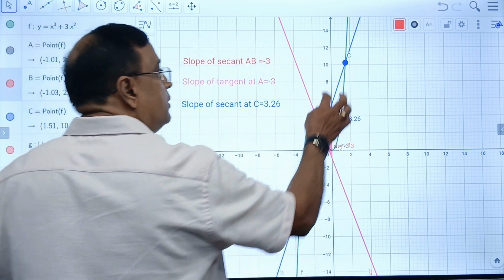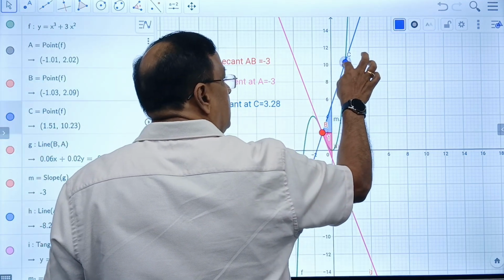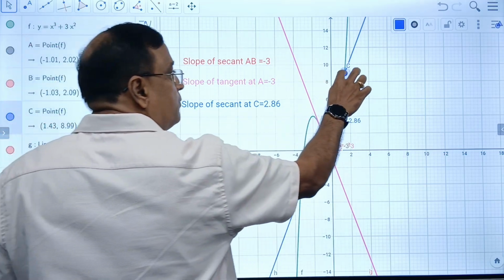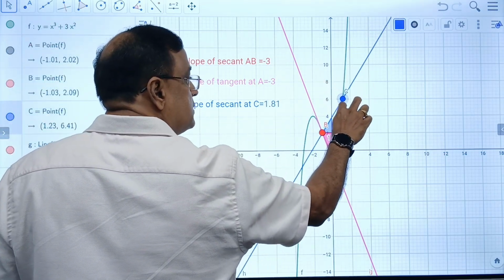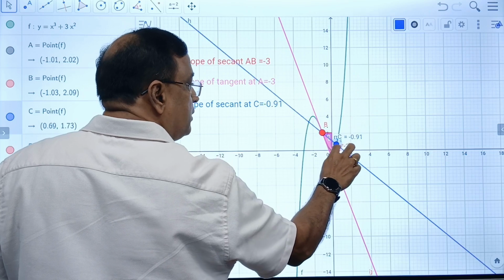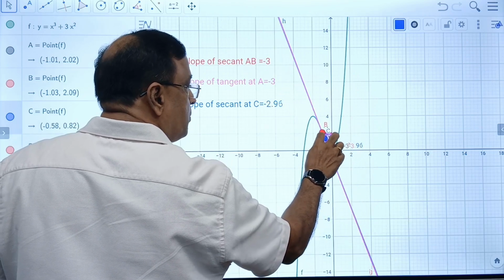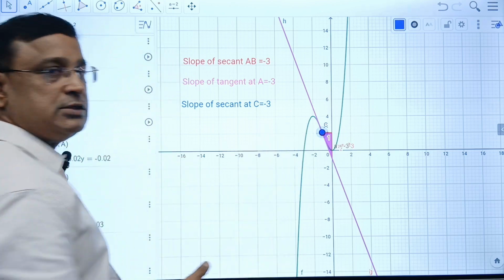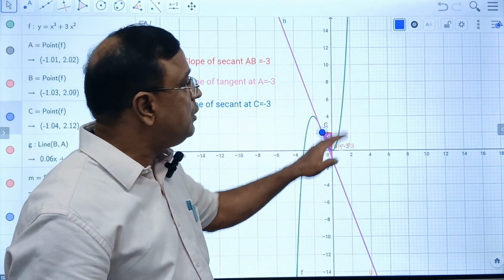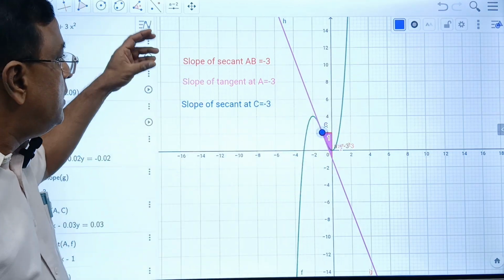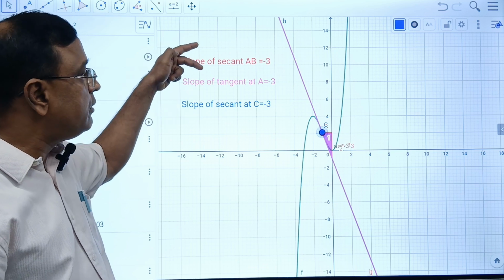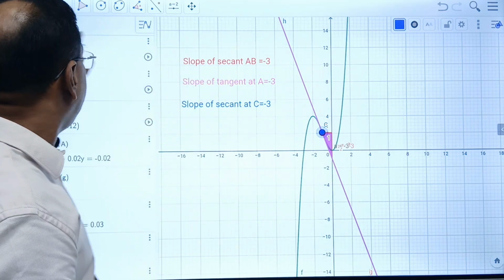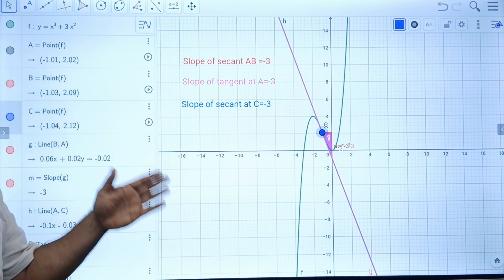Similarly, look at this point C. I move this point C. See what happens to the slope of the secant? Slope of the secant slowly changes. When I reach the point A, slope of the secant becomes equal to slope of the tangent. So whether I approach from the left side or from the right hand side, my LHD and RHD are equal. Therefore, the function is differentiable. And you can see clearly my derivative is nothing but the slope of the tangent.